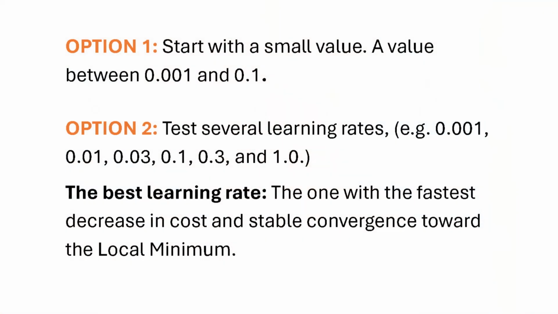But then how can we choose the best learning rate? There are many practical methods to find a good learning rate, but two of the most popular are starting with a small value. A good range is between 0.001 and 0.1, and most problems behave well somewhere in this range. The second option is testing several learning rates, for example, 0.001, 0.01, 0.03, 0.3, and 1.0. The best learning rate is the one that gives a fast decrease in cost and smooth, stable convergence toward the local minimum.